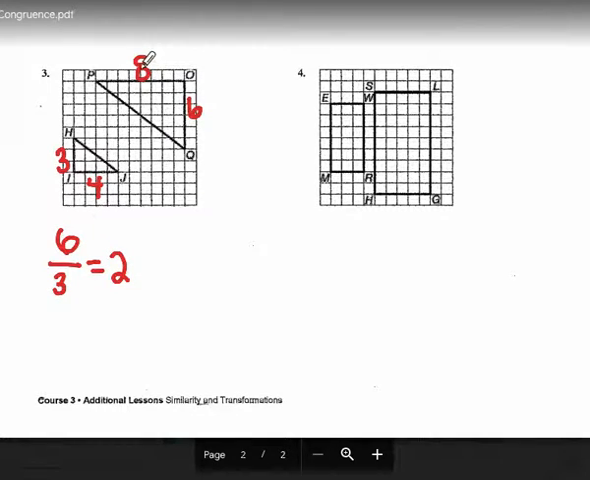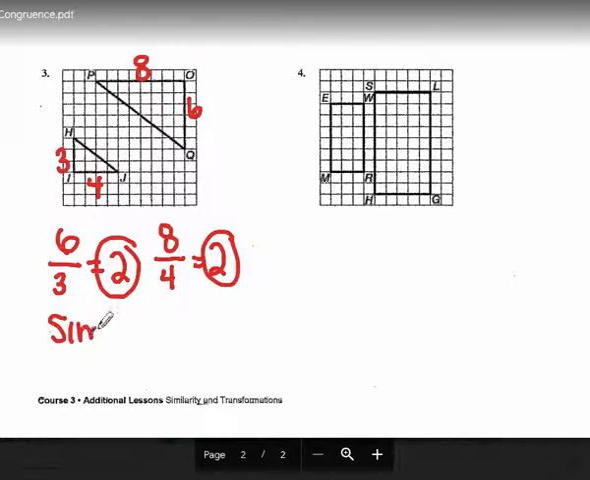For the longer side lengths, the longer side length of the big triangle is 8, and the longer side length of the small triangle is 4. If I do 8 divided by 4, I also get 2. Since these ratios are the same, that means that this number is the scale factor. So this one is similar, and our scale factor is 2.